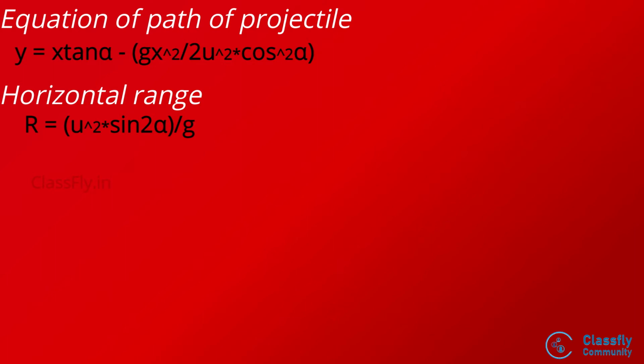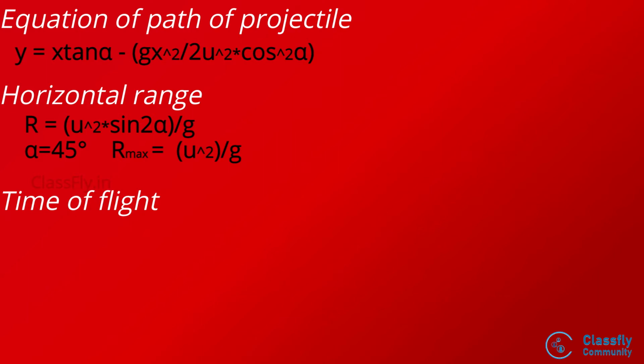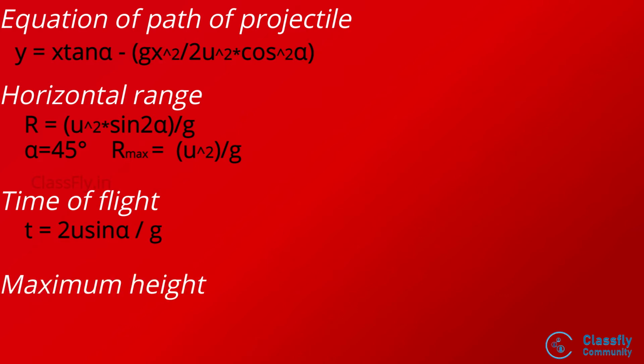Hence, the condition for the maximum range for a projectile is that the angle of projection, that is alpha, should be 45 degrees. In this case, the maximum range is given by R max equals u squared divided by g. Next, the time of flight for the projectile is given by T equals 2 u sin alpha divided by g. Next, the maximum height of a projectile on the horizontal plane, that is capital H, is given by u squared sin squared alpha divided by 2g. It is important to note that all these formulas are obtained basically from the equations of motion.